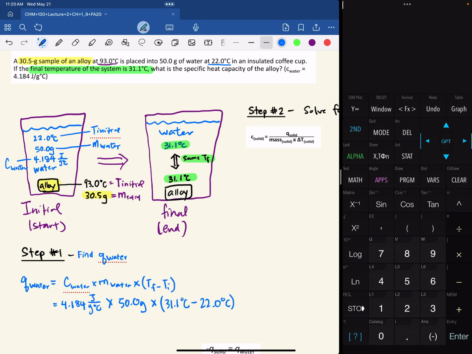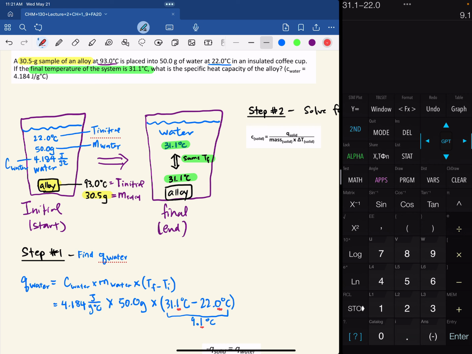All right, so all we have to do now is put that all in our calculator. I like to do the thing in parentheses first. You can see on the calculator to the right what I'm doing. I'm going to go 31.1 minus 22.0, and I'm going to get 9.1. So this gets me 9.1 degrees Celsius. Remember that when we're doing sig figs, we would like to keep the one decimal place. So I have that 9.1 there. Then I'm going to go 9.1.